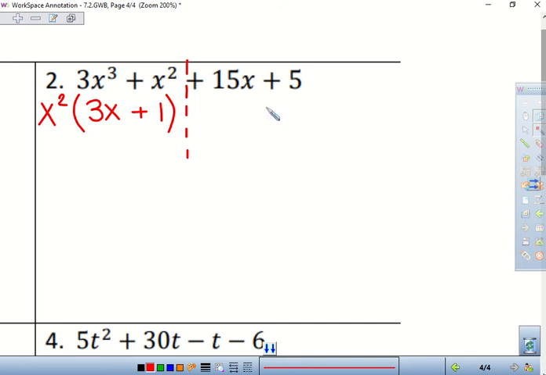Now over here, guys, can you focus, please? Okay. So what can we factor out of this side over here on the right?